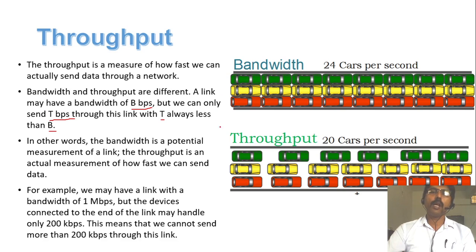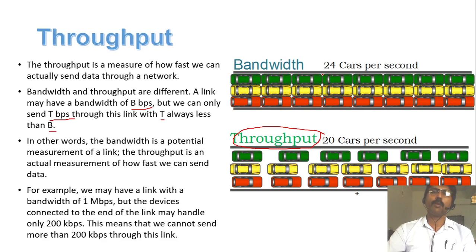But when we are transmitting data over that medium, the throughput means the actual measurement of how fast we can send the data. Here the throughput is always less than bandwidth. Whenever we are transmitting data, how many bits we can transmit is measured by throughput.